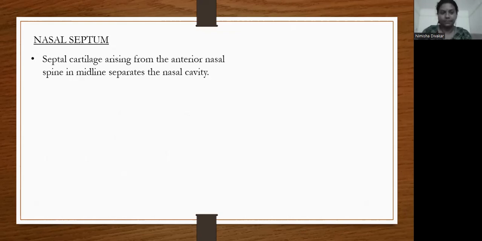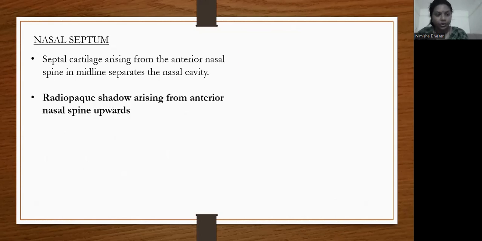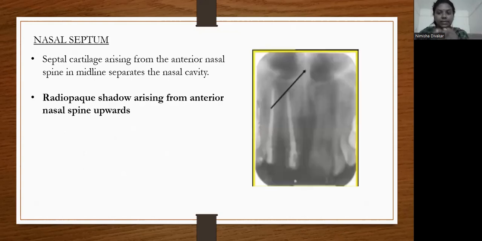Next one is the nasal septum. The nasal septum is a septal cartilage. Anatomically, it's a septal cartilage arising from the anterior nasal spine in the midline, which separates the nasal cavity into two. So this is the nasal septum. And in a radiograph, it appears as a radio-opaque shadow arising from the anterior nasal spine and going upwards. So this is the nasal septum as it appears radiographically.